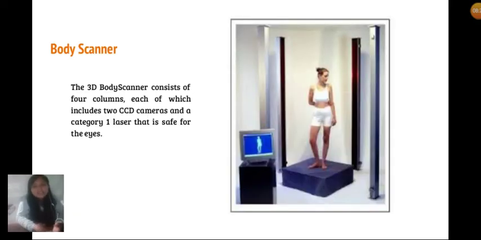The next one, body scanner. The 3D body scanner consists of 4 columns, each of which includes 2 CCD cameras and Category 1 lasers. This is affixed to the ground. It only takes 8 seconds to scan the entire human body. To do this, the client must undress and stand in a natural posture. A relaxed and normal posture is what you may use, as the photo indicates.